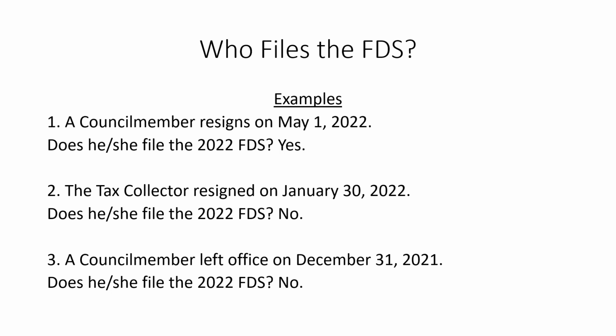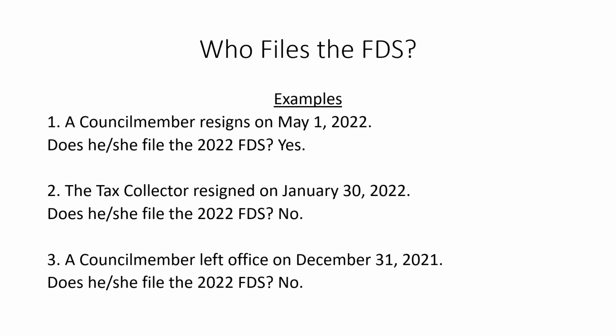A few examples. A council member resigns on May 1st of 2022. This is after the statutory deadline. Do they still have to file the 2022 FDS? The answer is yes, they would, because they are in office on April 30th. So anyone who resigns after the deadline would not make a difference for this year's roster. You should still list them, even if you know they're going to retire in May, and you should still tell them to file.